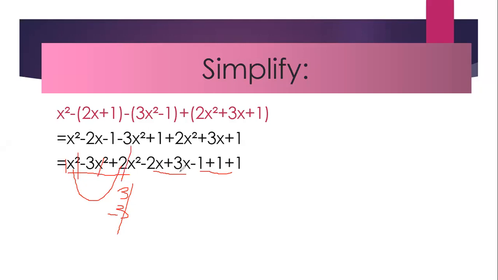What about the second one? 3 minus 2 gives you 1x, or simply you can write as x only. Now here minus 1 plus 1 will be cancelled. You get plus 1. So you get the answer x plus 1. Okay, in this way you get the answer.